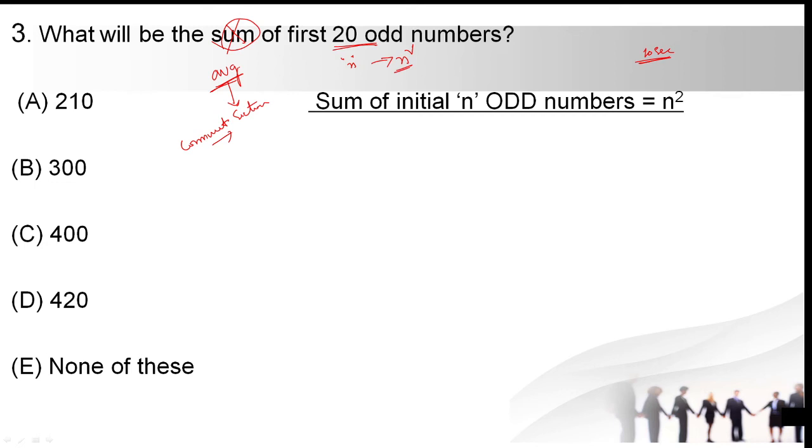First we'll come to the original question, that is the sum. What is the sum? n square. In the place of n we need to substitute 20. 20 square is, as we know, 400. And this one, you need to tell me the answer in the comment section.